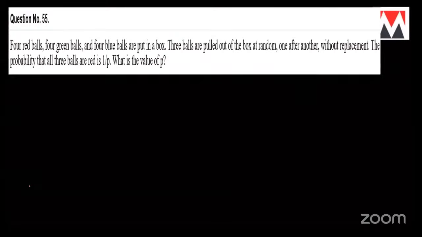Four red balls, four green balls, four blue balls are put in a box. Three balls are pulled out of the box at random, one after another, without replacement. The probability that all 3 balls are red is 1 by p. What is the value of p? So I have 3 balls taken, all red. How many balls are pulled at random? 3 balls are pulled. I am taking all red balls, from 4C3. All are from red balls itself, and each is taken one after the other without replacement.